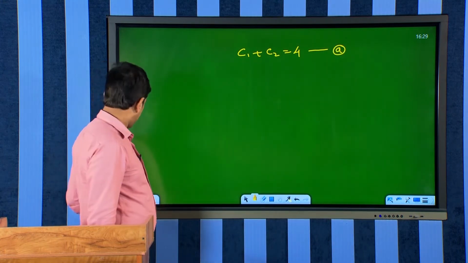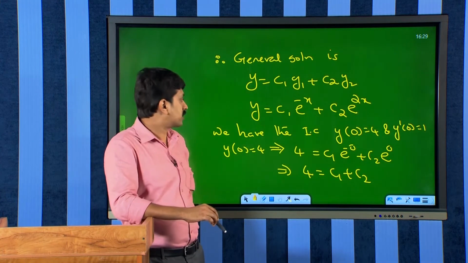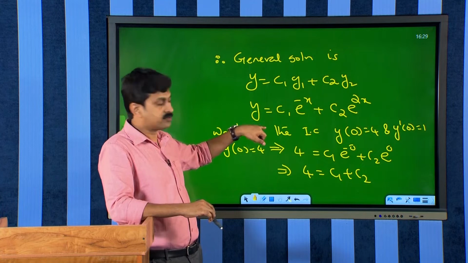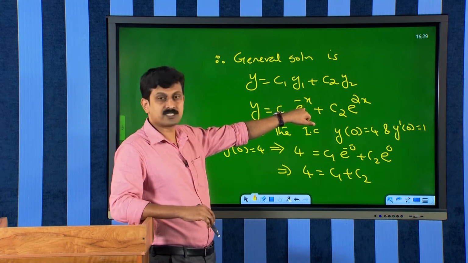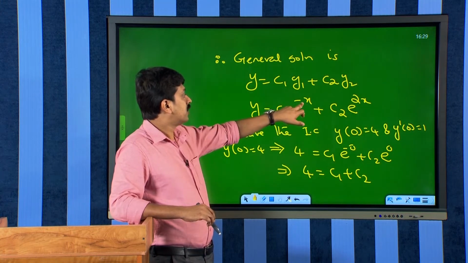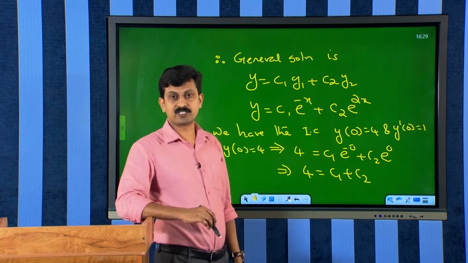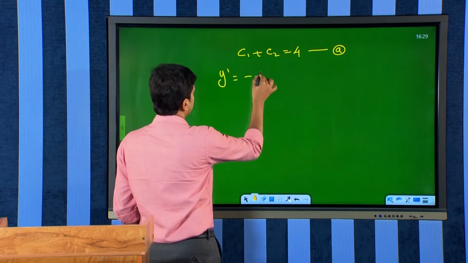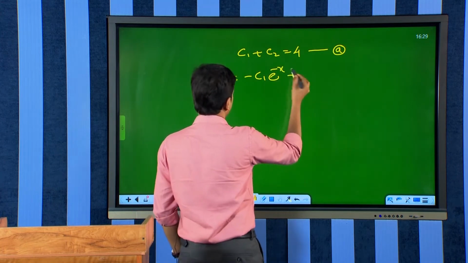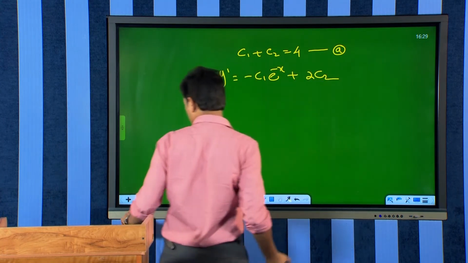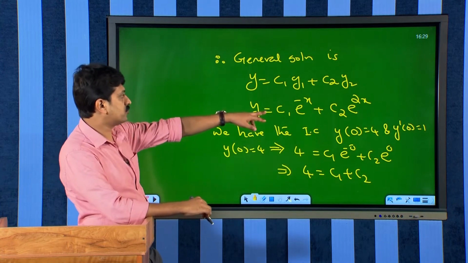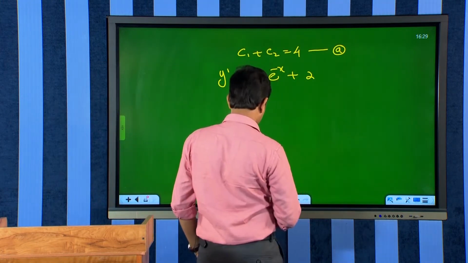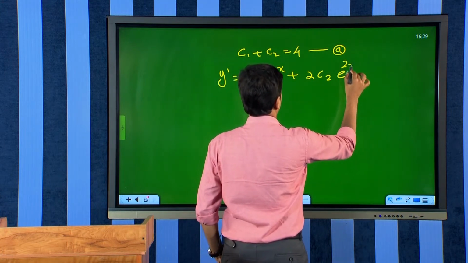Now, we differentiate the given general solution. y dash is equal to c1 into the derivative of e raised to minus x, that is c1 into minus e raised to minus x, plus 2 c2 e raised to 2x. Therefore, y dash is equal to minus c1 e raised to minus x plus 2 c2 e raised to 2x.